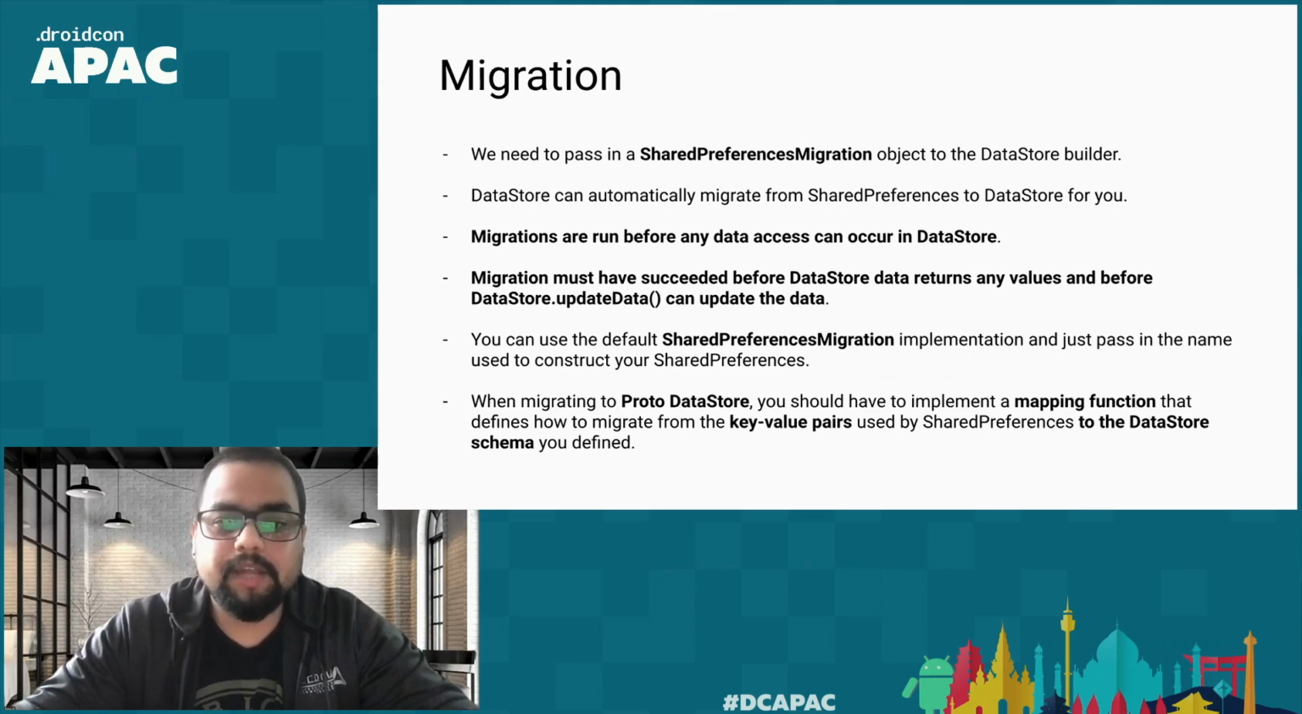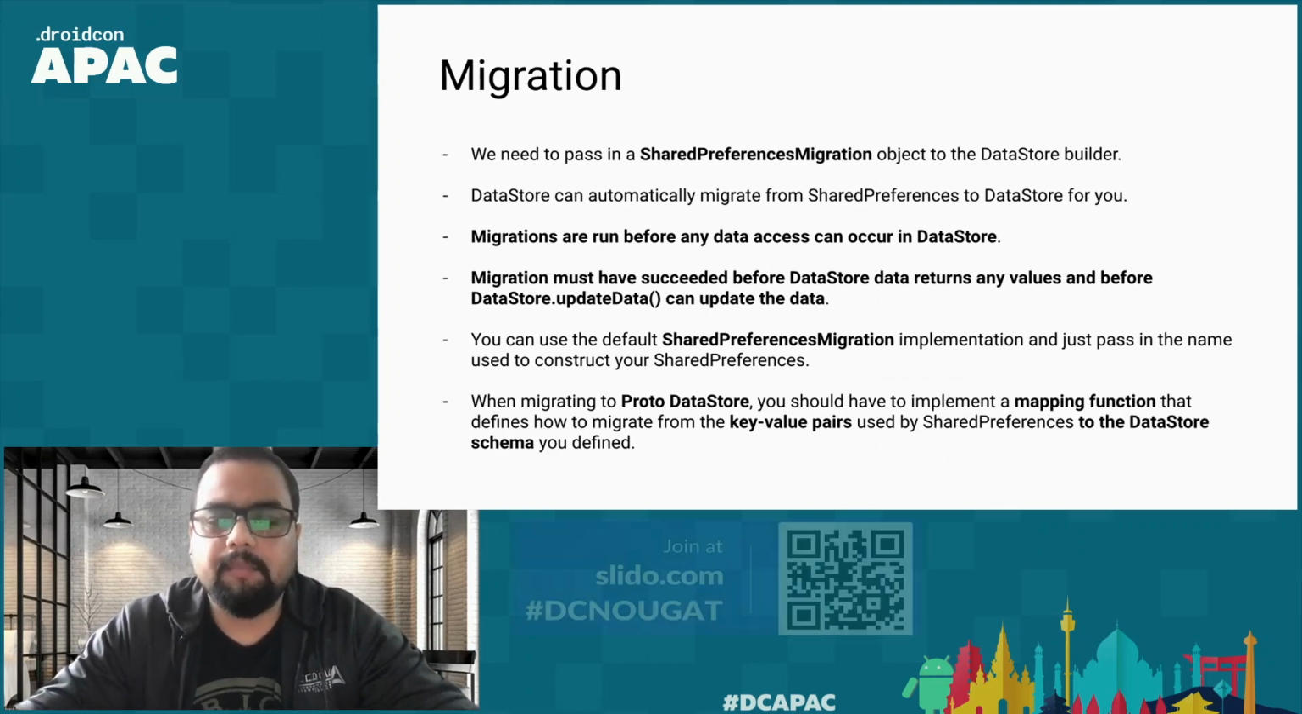Migration should happen at the very start, before you access the data store. All the shared preference needs to be migrated to the data store, and then you can easily use it after the migration is over. It's similar to any migration that you do before your app starts, or before you access any preferences. Now, whenever you migrate from existing shared preference to proto data store, you definitely need to have a mapping, right?